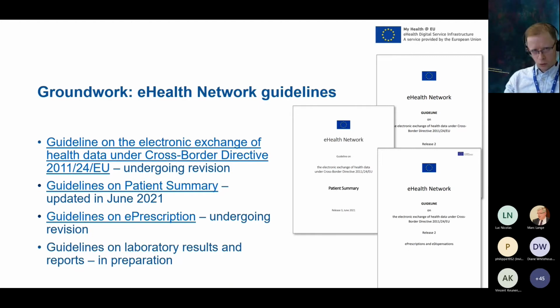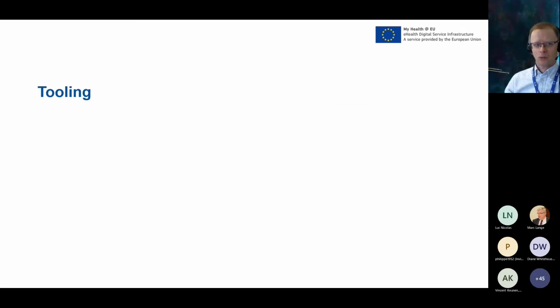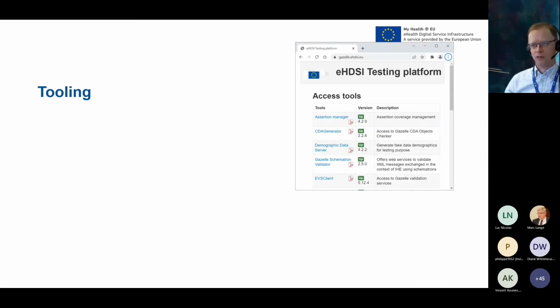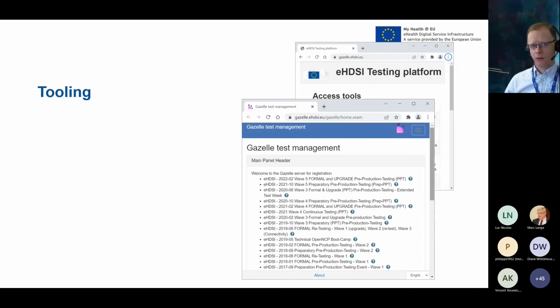With these documents, we need to implement them, and in order to do so, we need some tooling. What we have as tooling is a testing platform where technical specifications are encoded in such a way that you can organize tests around them. Of course, we have performed quite many test sessions. Here you can see that the test sessions have been ongoing since, at least on this screen, 2017. But before that, there are more test sessions. And now we just finalized the Wave 5 formal and upgrade pre-production test event.